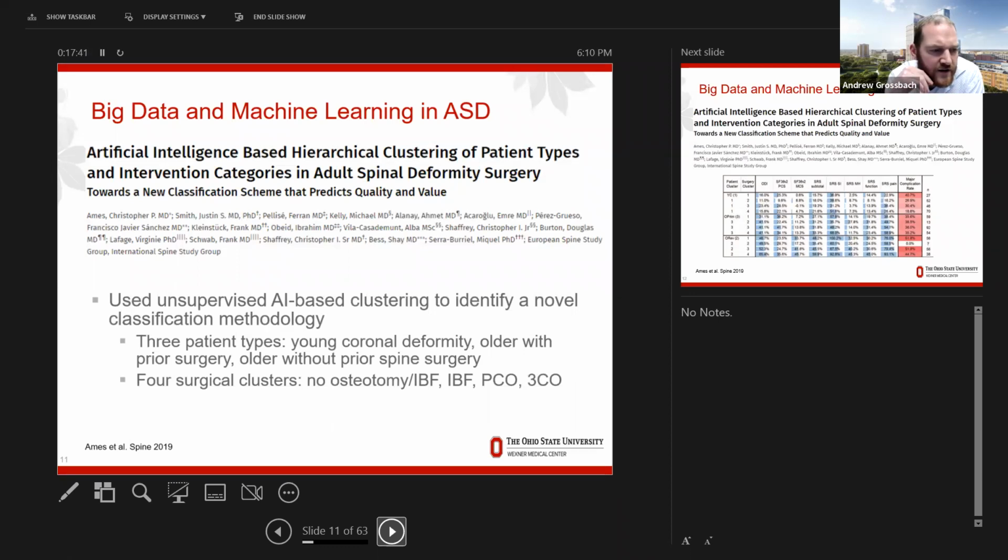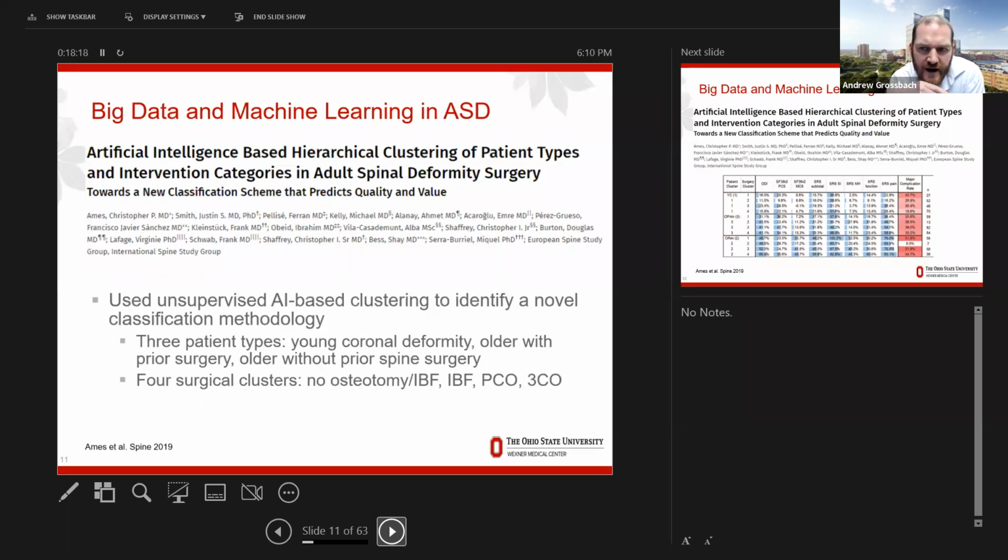And their algorithm was able to break these populations up into something that I think we do anyway, which is like a young patient with mainly coronal deformity, older patients with prior surgeries. So I'll probably see a lot of them. They get fused flat, they get adjacent level disease, and then older patients without prior spinal surgery. And then they looked at surgical clusters. So no osteotomies or interbody fusions. Those are a lot of times going to be younger patients with coronal deformity, flexible spines.